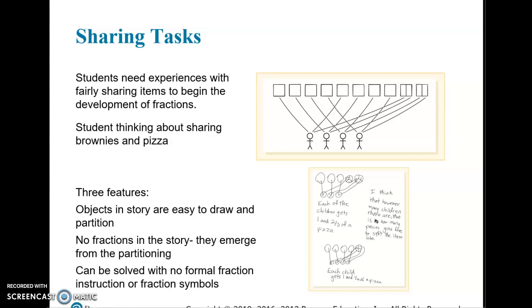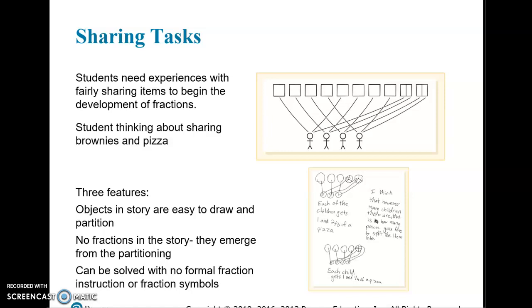Students initially perform sharing tasks by distributing items one at a time. When this process leaves leftover pieces, they must figure out how to subdivide so every person or every group gets a fair share. So if there's 1/4, they'd have to break those 2 squares up here into 4 equal pieces, or if there was 5, equal pieces.